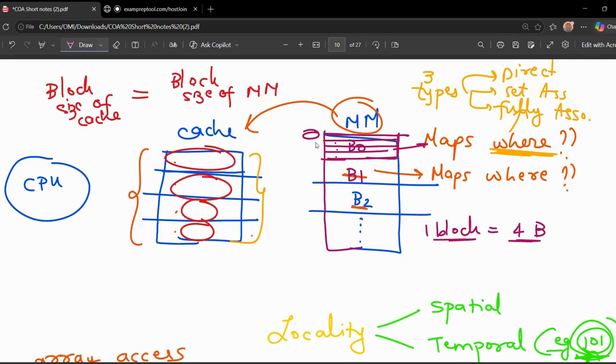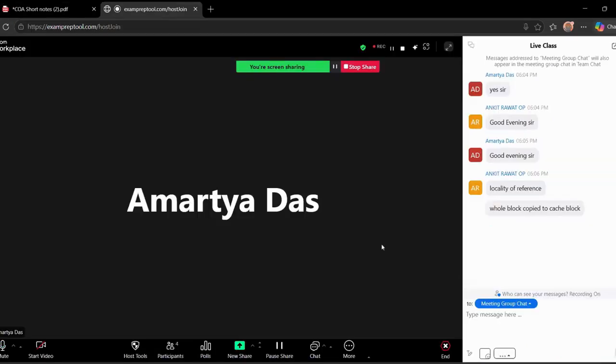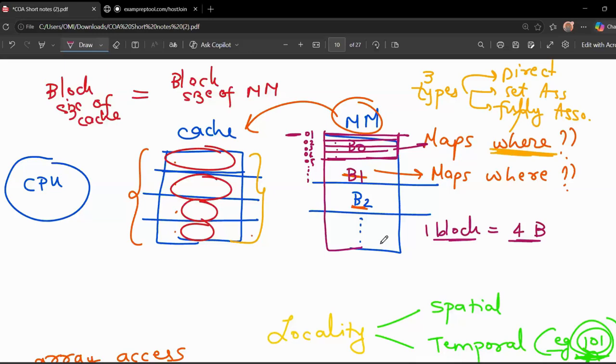Every byte has an address, yes or no? Whatever the main memory address, assume 01, 02, 03, 04, 05, and so on. This is the particular address of a byte. Now you want the entire block number. What is the block number for this? Because the CPU will generate this byte address.